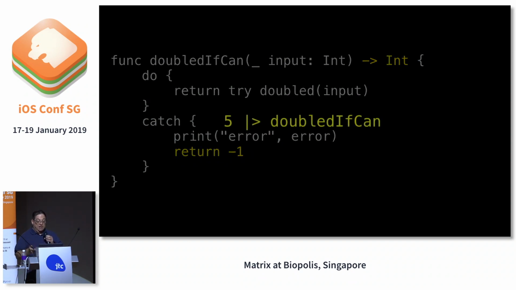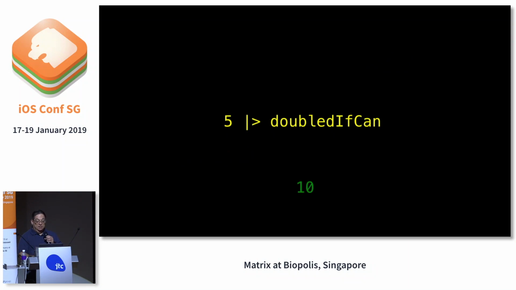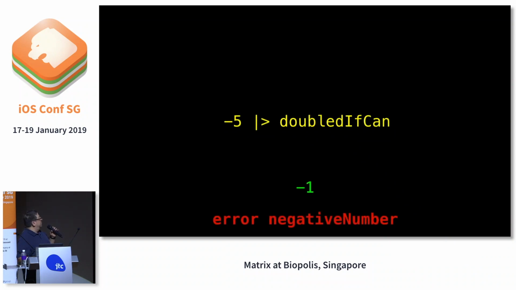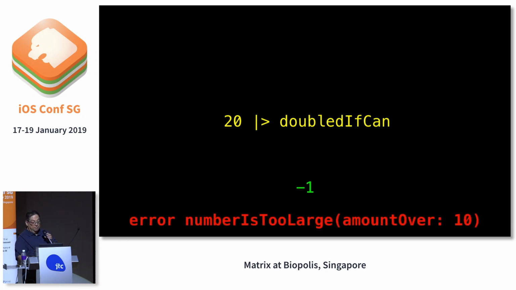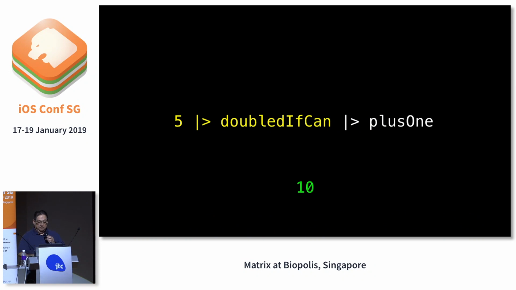So I take 5 and I double it if I can, and I get 10. That looks good. I take -5 and I double it if I can. There's my error code, and it prints out error, negative number. There's 20, I double it if I can. I can't, it's too big. I get my error code, and I'm feeling good until I try to pipe that into +1.